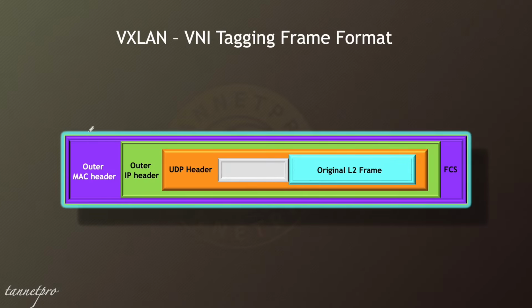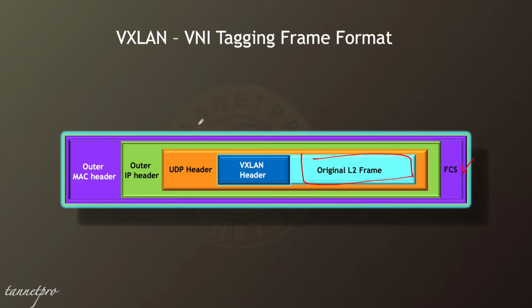Now, let me explain the VXLAN header also. Here it is also the same. You can compare with the UDP, you can compare with the Ethernet header. There are also outer MAC address and outer IP address, right? Another thing is there, likewise VLAN tagging. Here the VXLAN header is also there, similar to that. And this is your original L2 frame. And yes, FCS is also there.